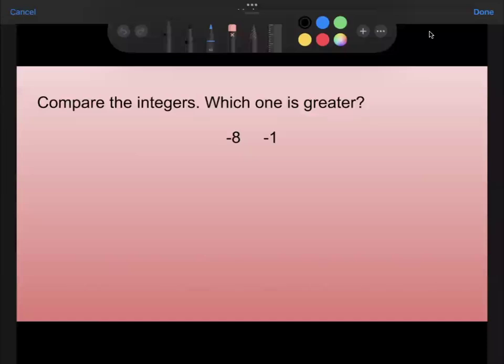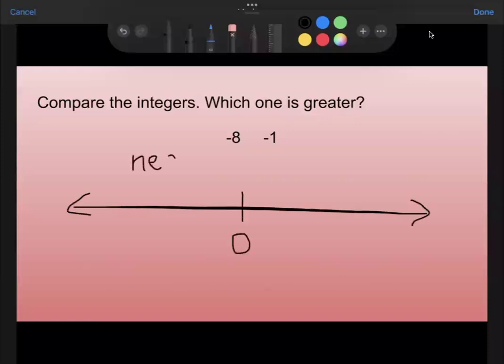Okay, here is our first problem. We're going to compare the integers -8 and -1 to see which one is greater than the other. So let's start by visualizing a number line, and I'm going to put 0 right in the middle. Now we have the negative side of the number line, which is to the left of 0, and we have the positive side of the number line, which is to the right of 0.